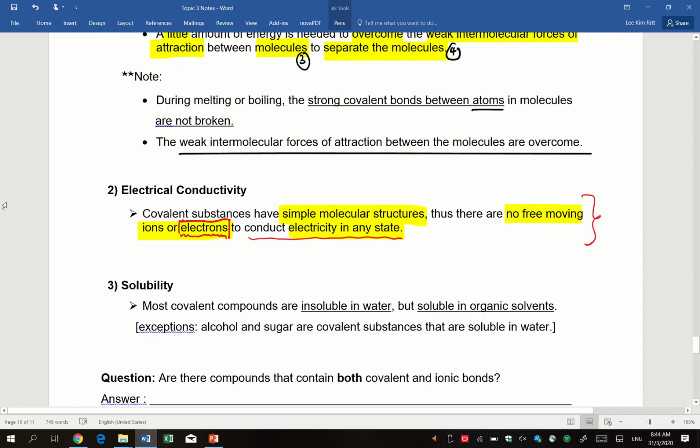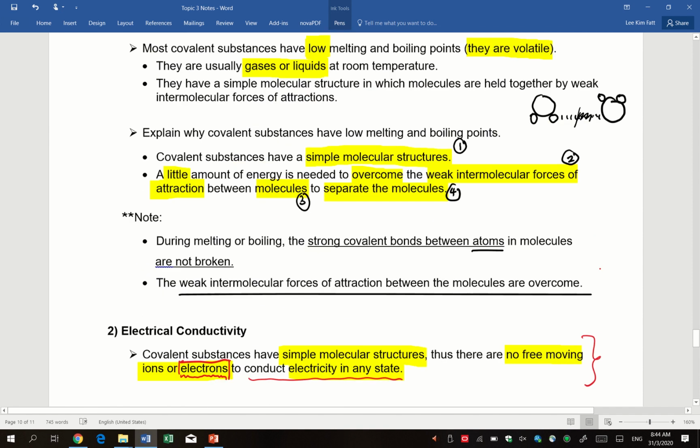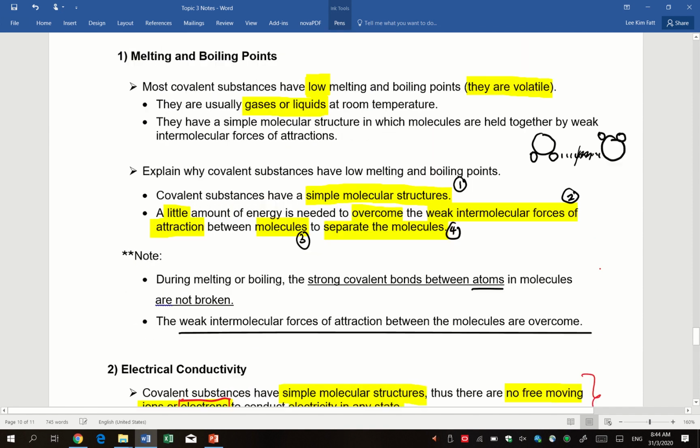Now, last but not least, very simple one. Last one, solubility. So most covalent compounds, they are insoluble in water but soluble in organic solvents. Of course there are some exceptions over here. You can read it on your own. So these are the three physical properties of your covalent substances.